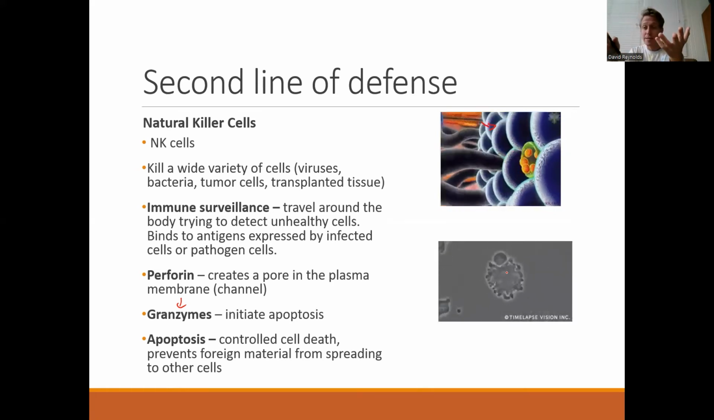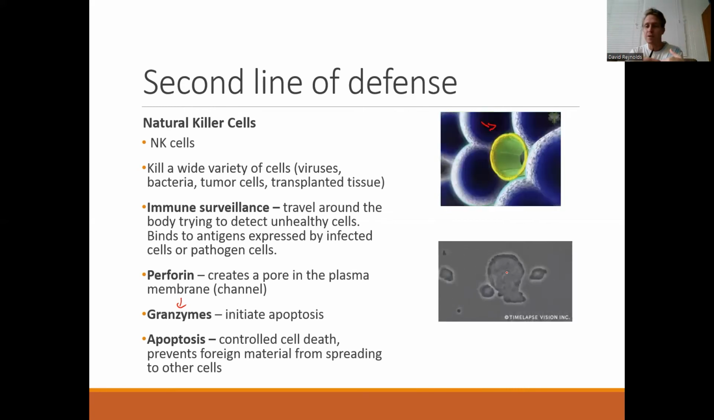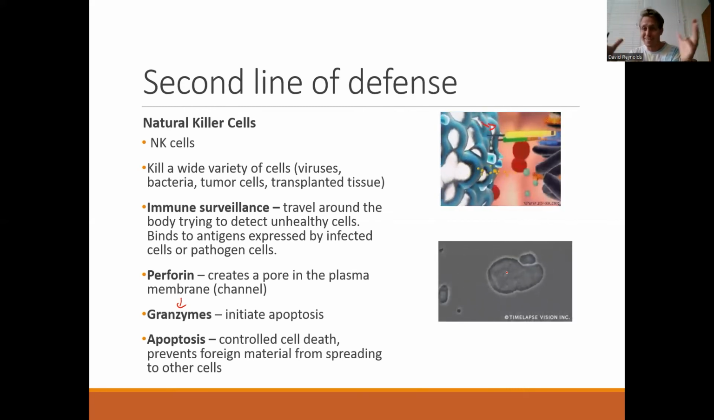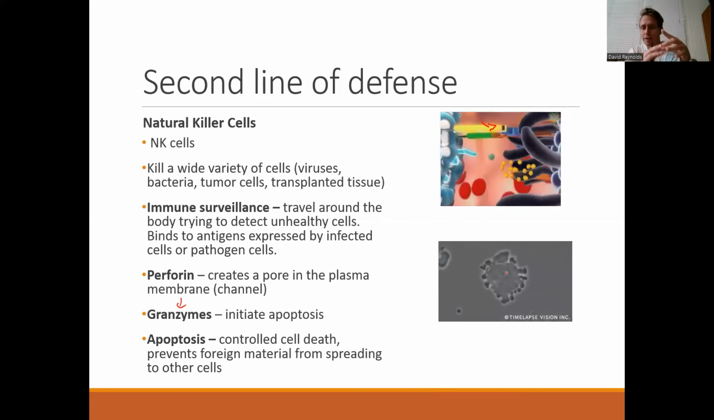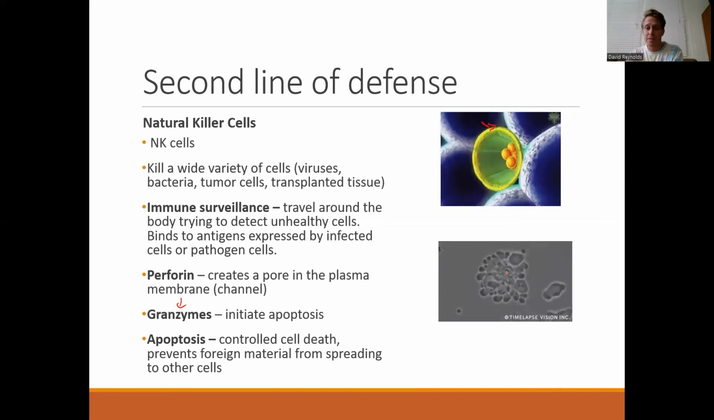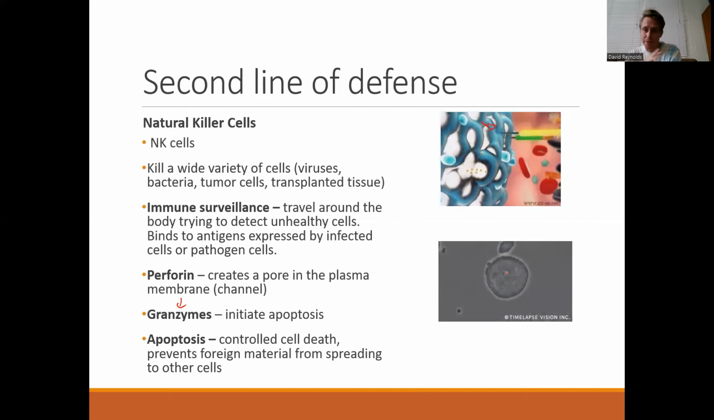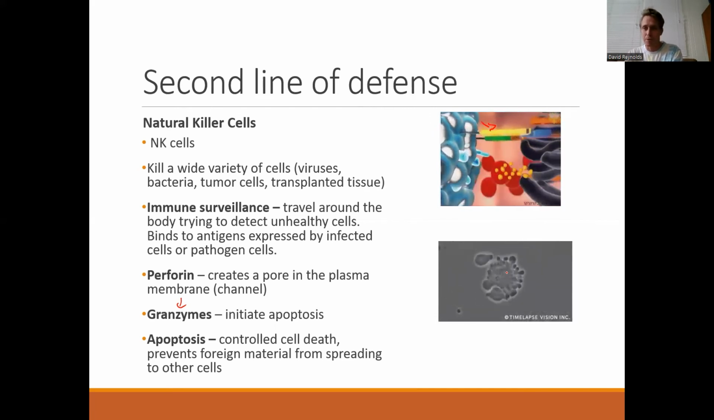Now, this is great because if this cell was infected with a virus or something, pieces of the virus are not being flung everywhere. They are contained inside these vesicles that were created from apoptosis. And then the natural killer cells release other enzymes to tell phagocytic cells to come around and eat those vesicles. So now everything is nicely contained and everything's being broken down appropriately.